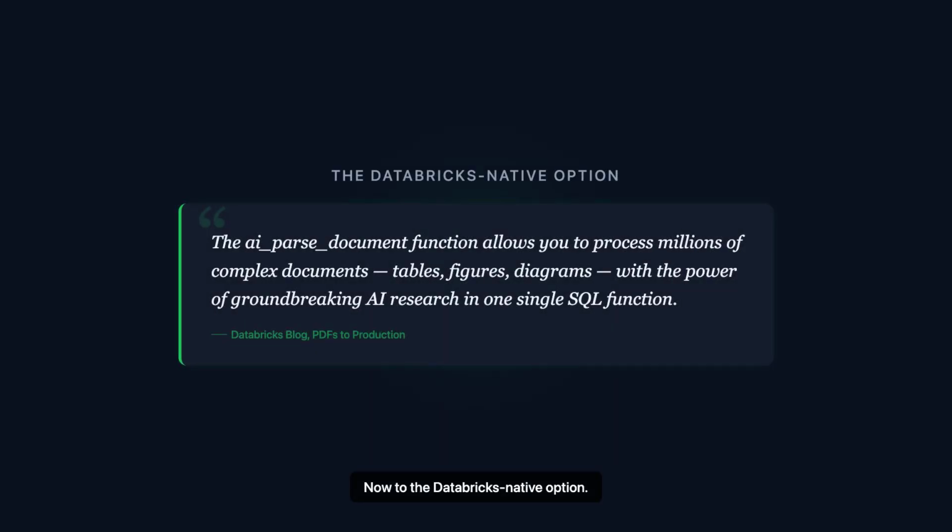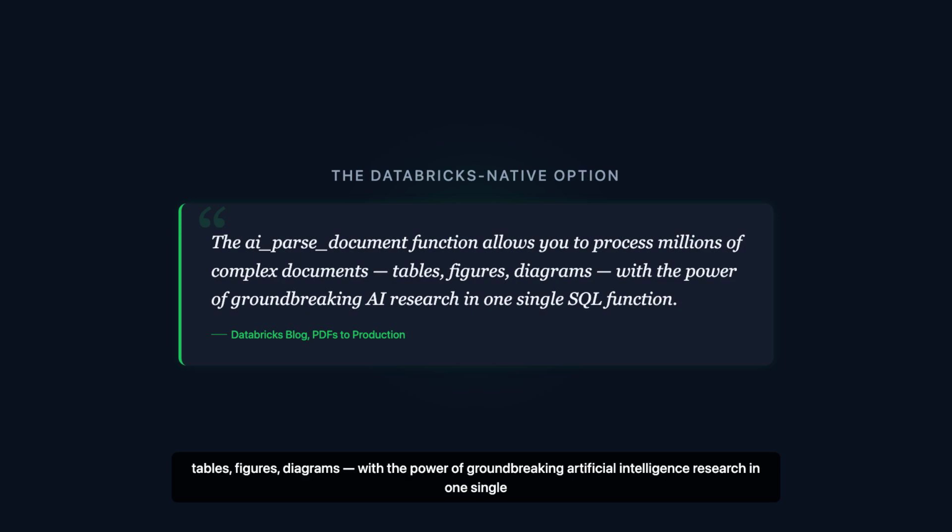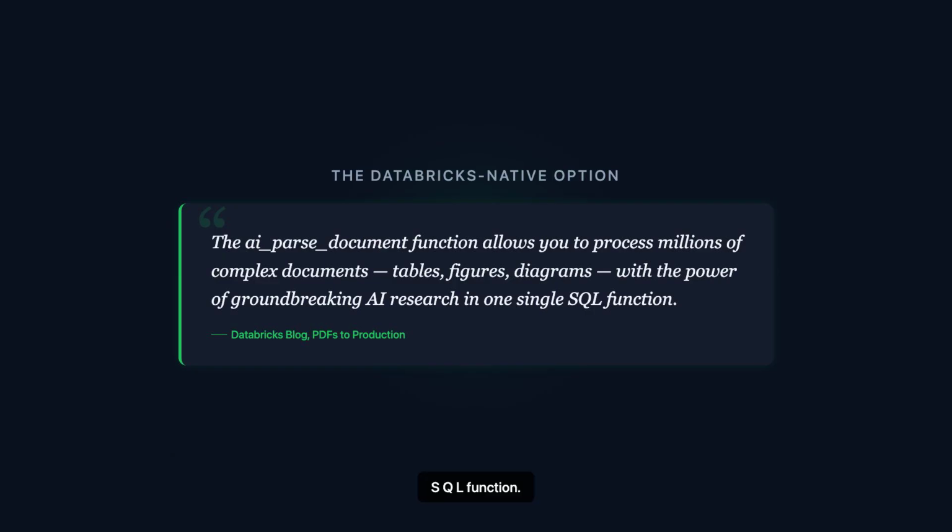Now to the Databricks-native option. A Databricks engineering blog post describes it like this. The ai_parse_document function allows you to process millions of complex documents, tables, figures, diagrams, with the power of groundbreaking artificial intelligence research in one single SQL function. The key phrase there is millions of documents in one SQL function.